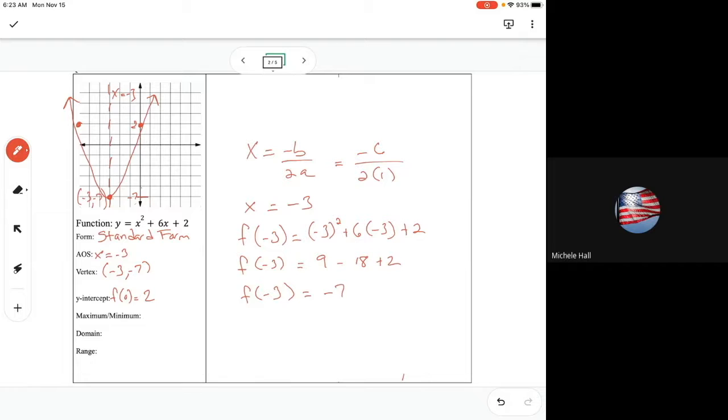Next, we look to see if it's a maximum or a minimum. It is the lowest point that it can go. It's a minimum at negative 3, negative 7. If I took my pencil and ran it along the x-axis, I would see that the domain of the function is going from negative infinity to positive infinity. Using interval notation, we see that the range is starting at negative 7. That would be a square bracket for negative 7 because it includes it, and it is going to positive infinity, a rounded bracket.